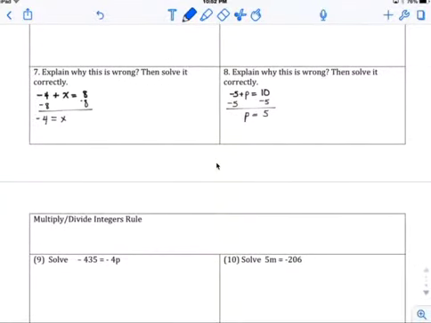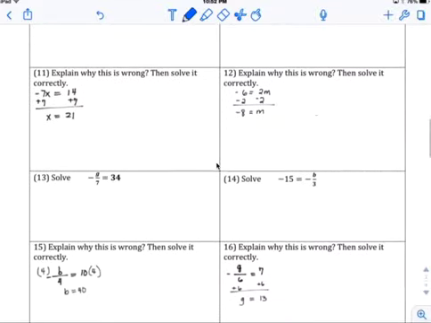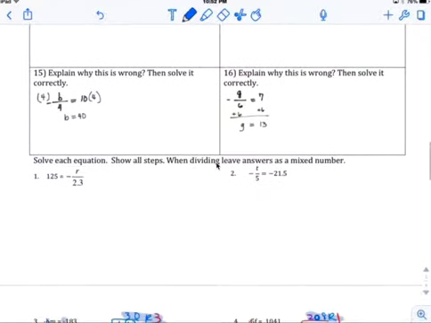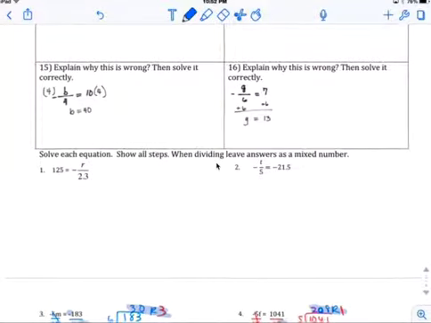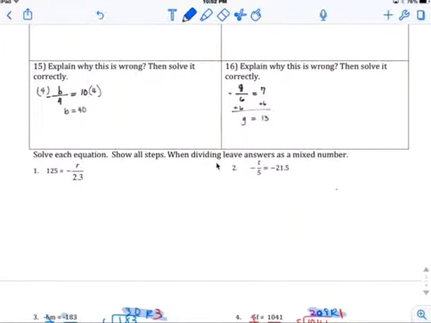All right. I hope we finish these 2 pages in class and more. Okay? But if not, we'll do this. Solve each equation, show all steps when dividing, leave answer as a mixed number or improper fraction, or just simplified fractions, okay?